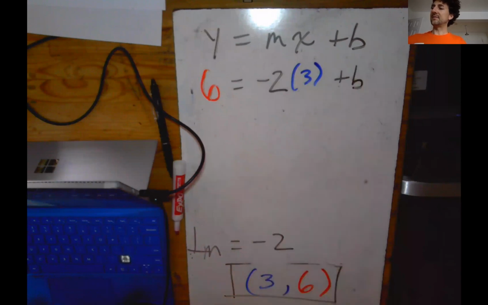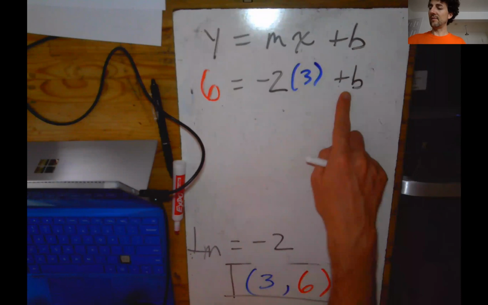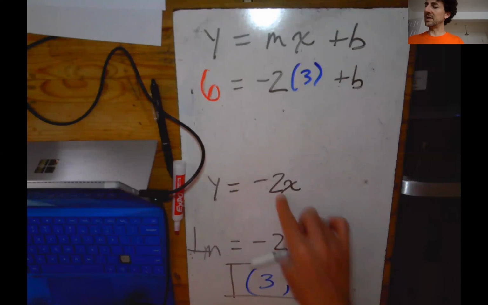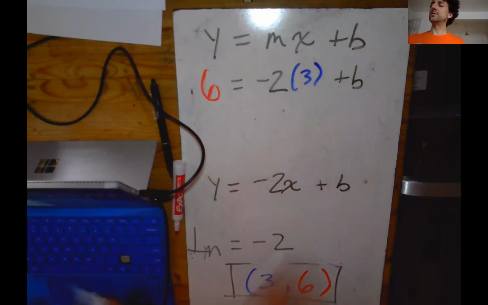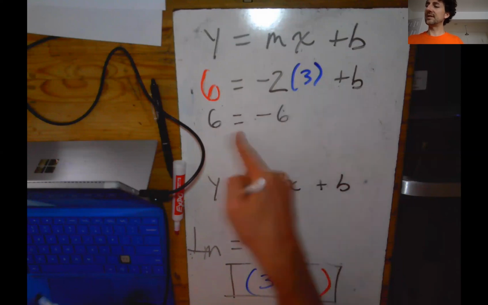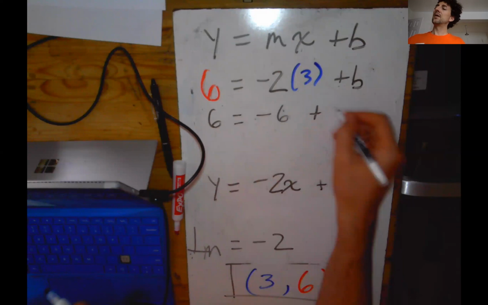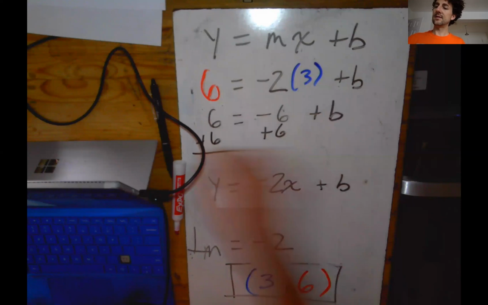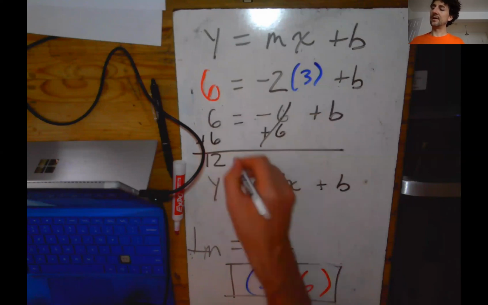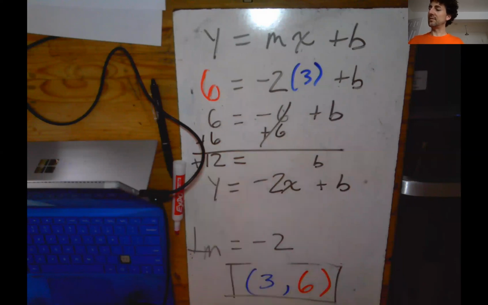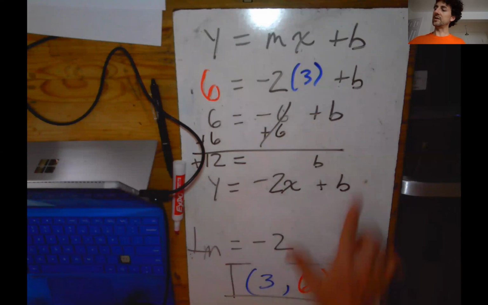Now let's simplify to find b, and then when we're done, we'll have y equals -2x, the perpendicular slope, plus b. -2 times 3 is -6. So we have 6 equals -6, bring down the b. Isolate b by adding 6 to both sides, and we see 12 equals b. This is positive 12, so b is 12. 12 goes here. My equation of my perpendicular bisector is y equals -2x plus 12.